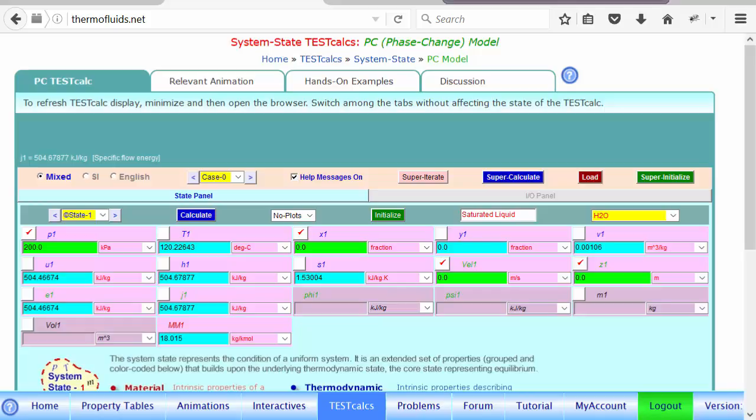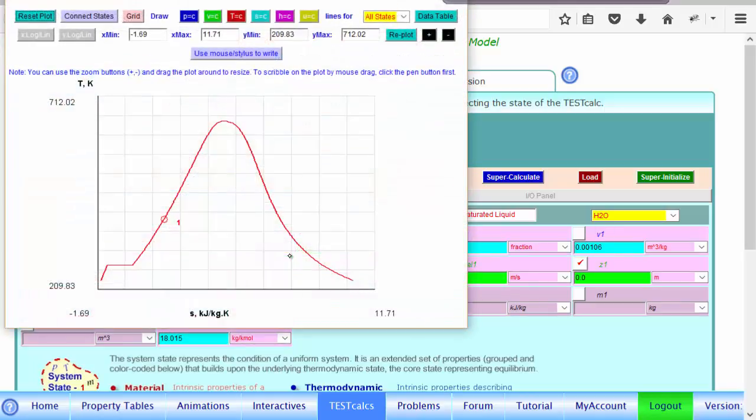So let's try a TS diagram, which is so simple here. And you notice that exactly as we thought, state 1 is saturated liquid, and it's shown here. You can draw a constant pressure line by clicking the constant pressure button here, and you can see that state 1 is saturated.